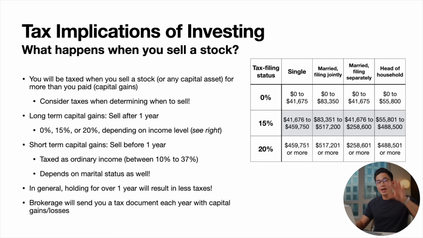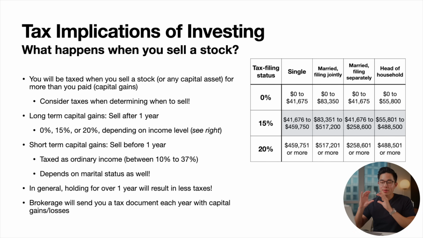So now let's talk about the tax implications of investing. More specifically, what happens when you sell a stock. Everything here applies to these taxable standard accounts. So essentially, you are going to be taxed when you sell a stock or any capital asset for more than you paid. And this is because it results in capital gains. This is why before selling a stock, you should really consider the amount of taxes you're going to have to pay. Now, this is very important because we have two different categories.